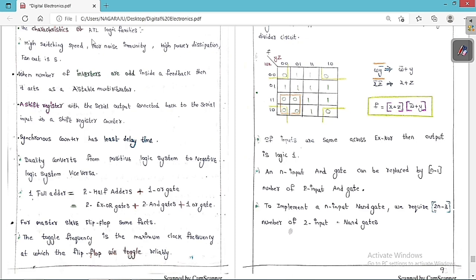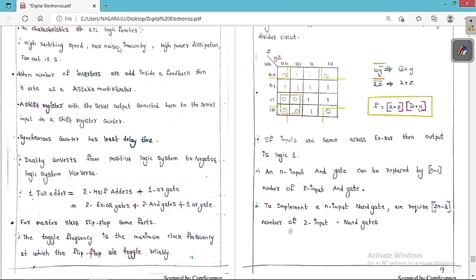I will discuss the characteristics of the RTL logic families. The important characteristics are that it has high switching speed, poor noise immunity, high power dissipation, and the fan out is only 5. Therefore, we can take only 5 outputs from a given circuit, which means only 5 wires from the circuit. This is the thing you always have to keep in mind.